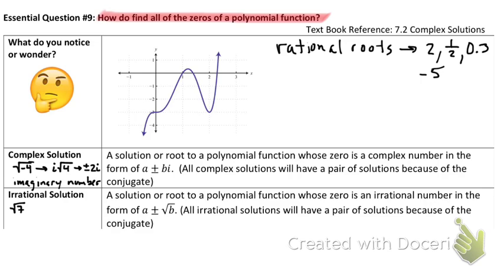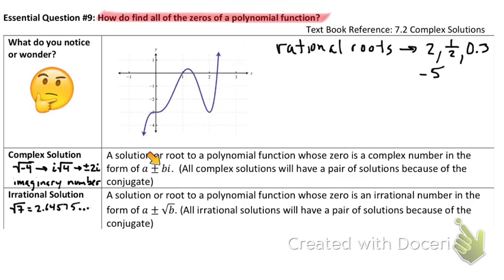It's a long number. Just to give you an idea, when I punch the square root of 7 in my calculator, I get 2.64575, and it just keeps going. The numbers continue and continue. This makes it irrational. Okay? So these are types of solutions that we can have when we're trying to solve for a polynomial function.